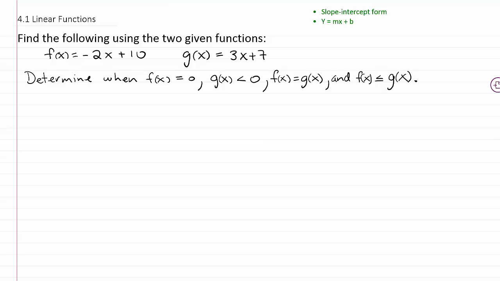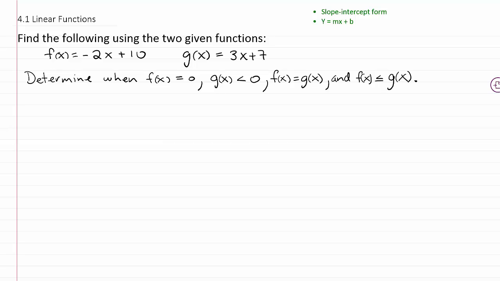Find the following using the two given functions. So we have f of x is equal to negative 2x plus 10 and g of x is equal to 3x plus 7, and they're asking us to determine when f of x is equal to 0, when g of x is less than 0, when f of x is equal to g of x, and when f of x is less than or equal to g of x.